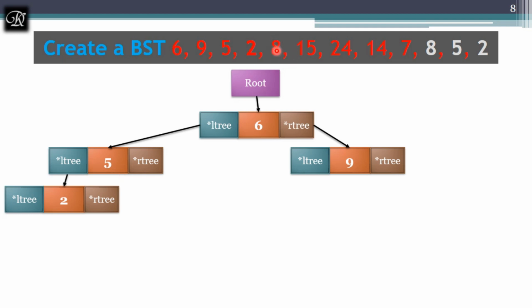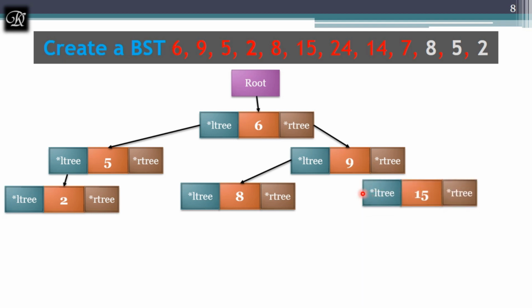Next number is 8. 8 is compared with the root, and which is greater than root, it will move to 9, and now it is compared with the 9 and which is lesser than 9, so it should become the left node of the 9 and connect with the left link of 9. And now we are having one more number, 15. 15 again compare with 6, it is greater than 6, compare with 9, it is greater than 9, so it should become a right node of the 9, and now it should be connected with the right link.